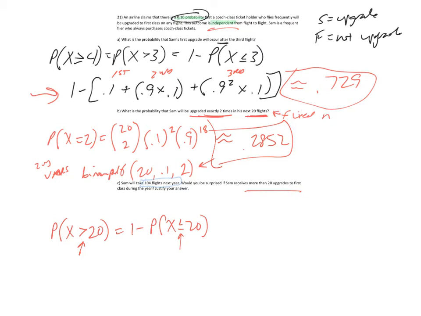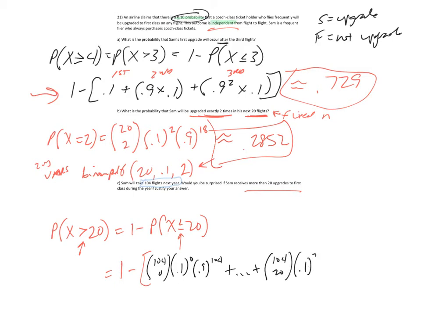Now, what would this look like? Well, in terms of a binomial, this would really be 1 minus, and then you would have 104 choose 0, chance of a success to the 0, chance of a fail to the 104, plus dot dot dot plus, all the way up to 104 choose 20, chance of a success to the 20, chance of a fail to the 84, because again, these two have to add up to 104. So this is really what this looks like.